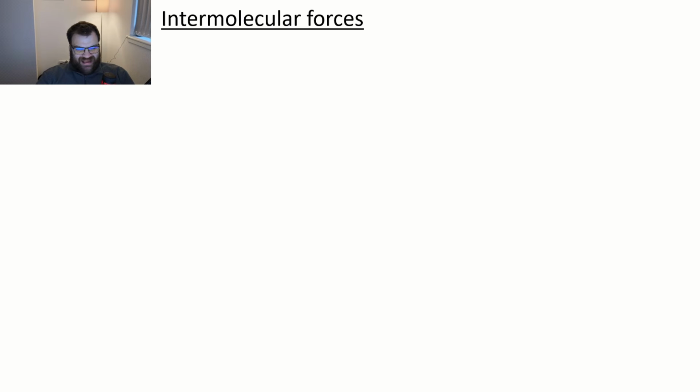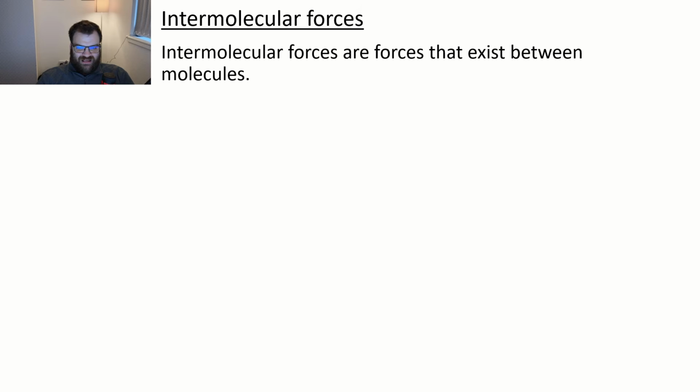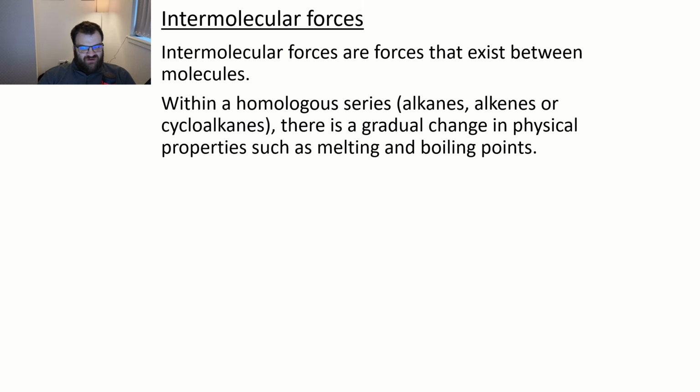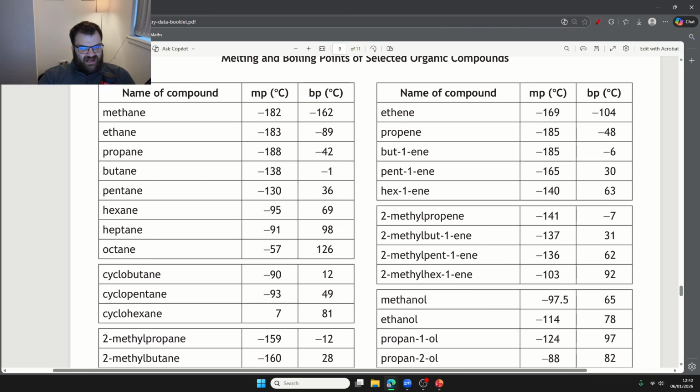Next part, we'll talk about our intermolecular forces. These are the attractions or forces that exist between molecules. If you look at the alkanes, alkenes, or cycloalkanes, there's a gradual change in melting points and boiling points as they get bigger and bigger and bigger. We can see that on page number 9, where something like hexane has a higher melting point than ethane.